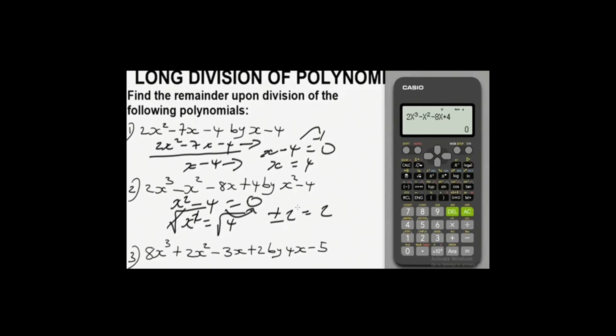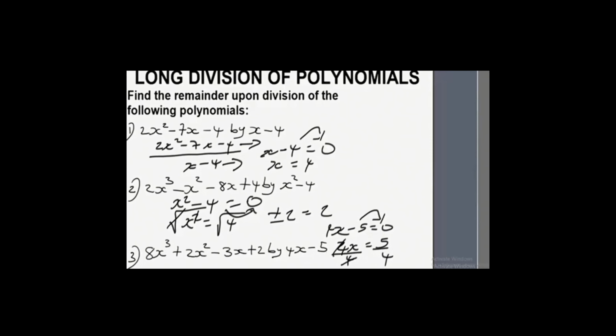Let's go ahead and solve the last question, which is question 3. We have 8x cubed plus 2x squared minus 3x plus 2 divided by 4x minus 5, which is the divisor. So you equate the divisor to 0. We have 4x minus 5 equals 0. We make x the subject of the formula. 4x equals 5, since the negative 5 crosses over to become 5. Then you divide both sides by 4. So x is 5 over 4.